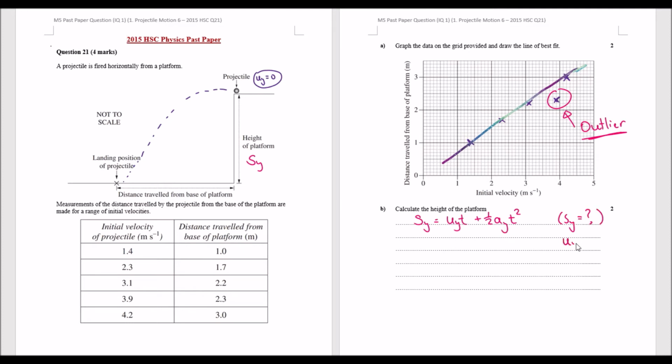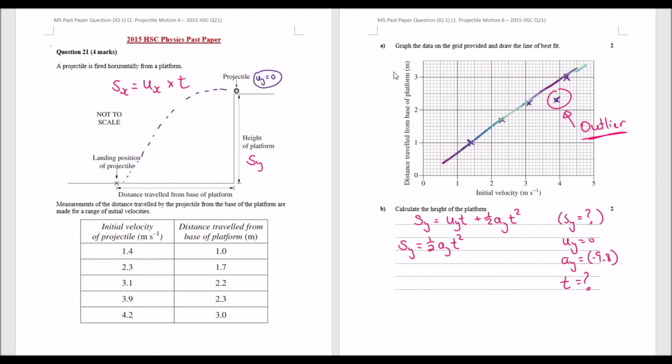U_y is 0, so this equation will just transform itself to half a_y t squared. a_y is the acceleration due to gravity. And time is going to be the question mark we want to look at here. Now this is where the graph comes into play. Now remember the equation for horizontal displacement. Horizontal displacement is equal to u_x multiplied by time.